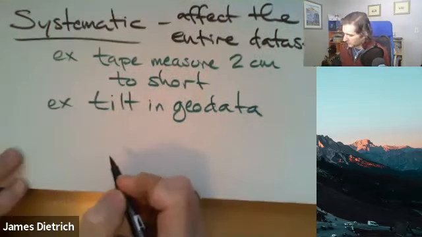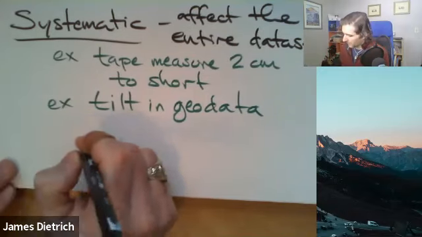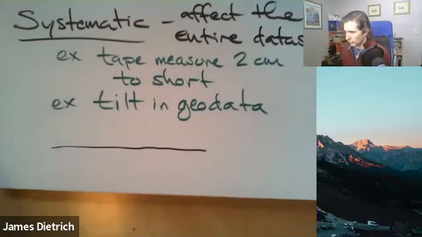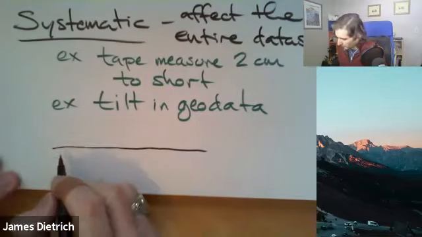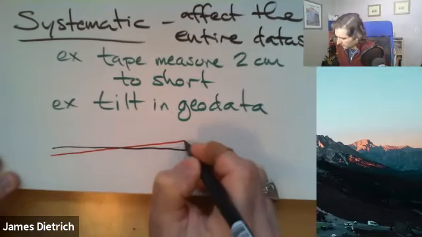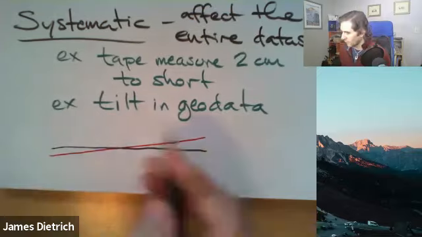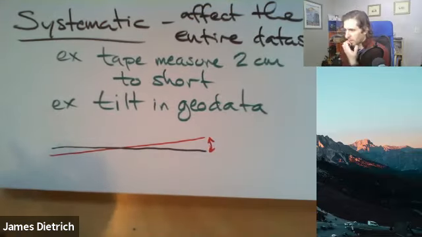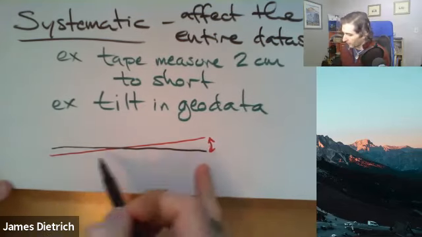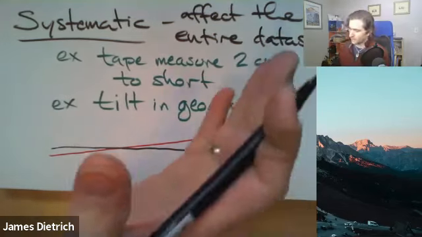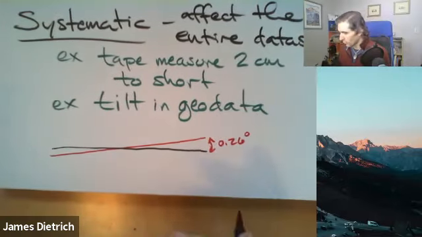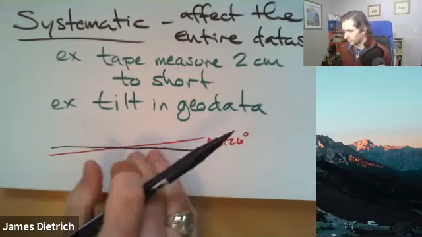Okay, and so if we have a data set that's relatively flat, like this, and then we georeference it or do some conversion on it, and we end up with something that looks like this, that tilt is what we consider a systematic error in the data set. It affects the entire data set. It's now tilted at 0.26 degrees from what it should be.